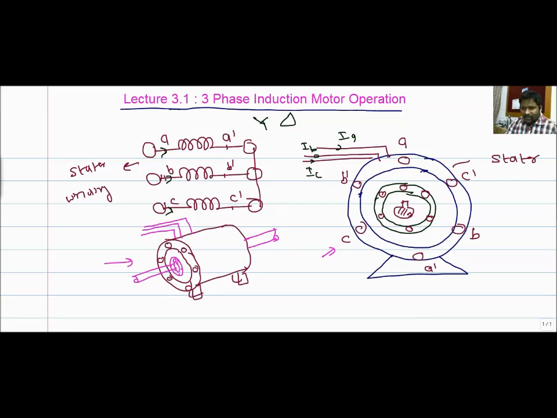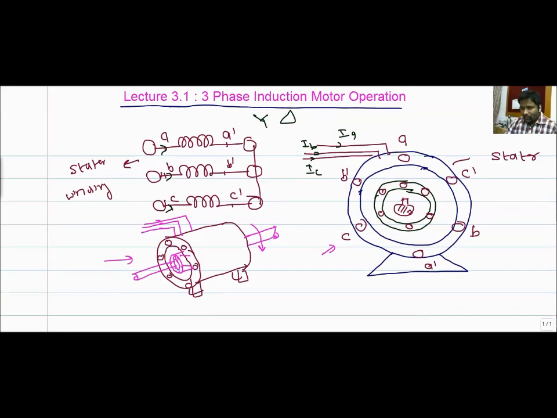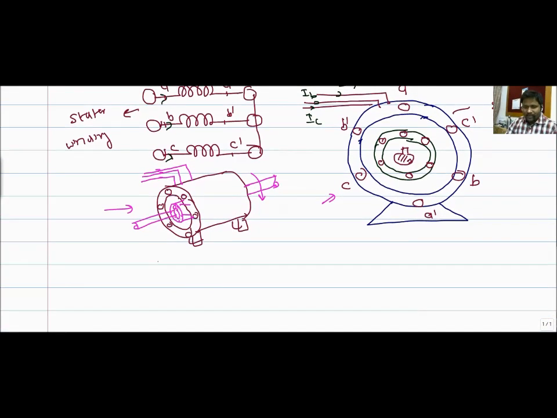A three-phase supply is given to the stator winding of a three-phase induction motor, and the rotor, which is stationary, is going to be rotated. So we have to learn in this lecture how this motor rotates whenever the balanced three-phase supply is given to the balanced phase winding of the stator winding. So there is a concept called the rotating magnetic field.